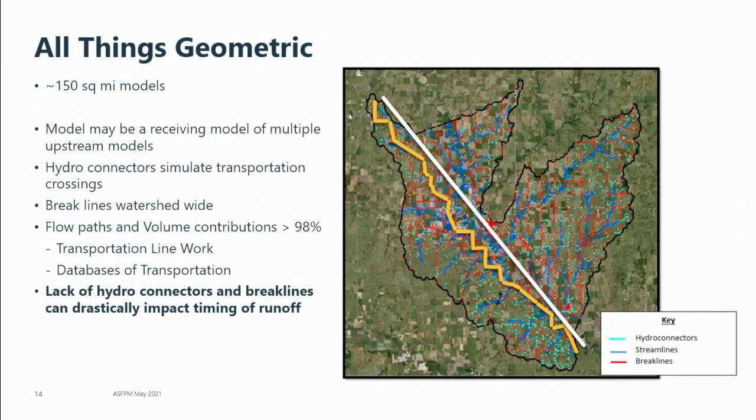It should be noted that a lot of times you have multiple models linked together across a HUC 8 where one flows into another, flows into another. Getting the right number of hydroconnectors and break lines is really critical in order to have the right travel times through the watershed. That's kind of simulated here by the white line and the orange line as to the differences in the flow paths and the difference of the timing of a raindrop from one end to the other.